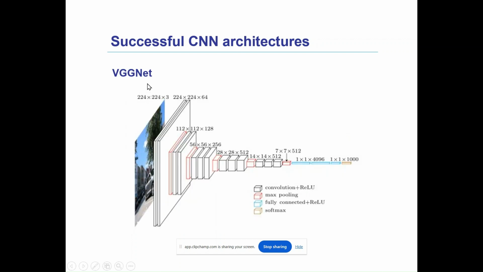And there's one more, VGGNet, which has a clear image of this. The input goes to the convolutional plus ReLU layers, wherever black boxes are shown. Wherever red, it is showing the pooling layers. At last, in the blue color, it is showing fully connected, and in yellow color, it is showing softmax for classification.